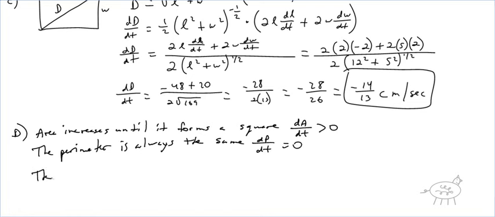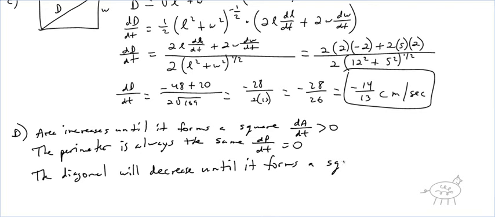And the diagonal will decrease, and that's the same thing. It'll decrease until it forms a square, because again, that's the smallest value with a square. As soon as you start making it into a rectangle, that diagonal will increase. So in this case here, it's turning towards a square, so dD/dt is going to be less than 0 because it's shrinking. Okay, so that was kind of a long problem, but that's number 9.